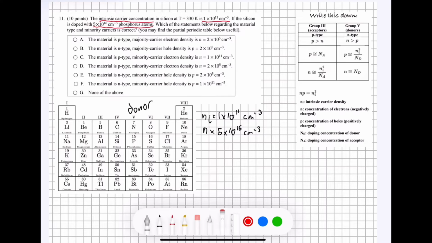If we were talking about a material that was an acceptor, we would say that P is equal to this number. But because we're talking about a donor, we're talking about the N-type, which is the negative type, because, of course, this material is donating electrons which have a negative charge. All right, now that we have those two values, we can put them into our equation, NP equals Ni squared. And this is going to be equal to 5 times 10 to the 16 times P equals 1 times 10 to the 11 squared.